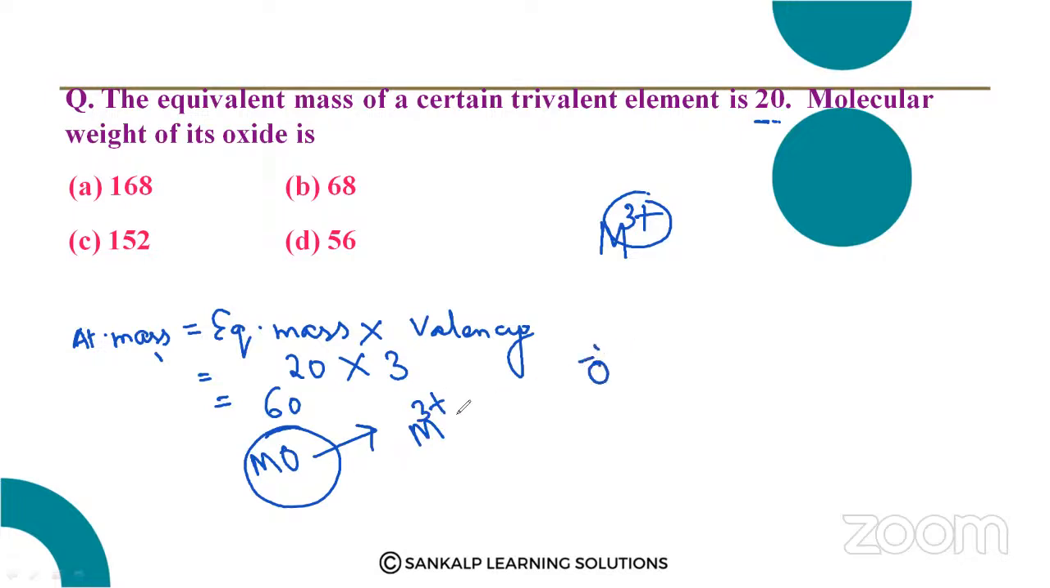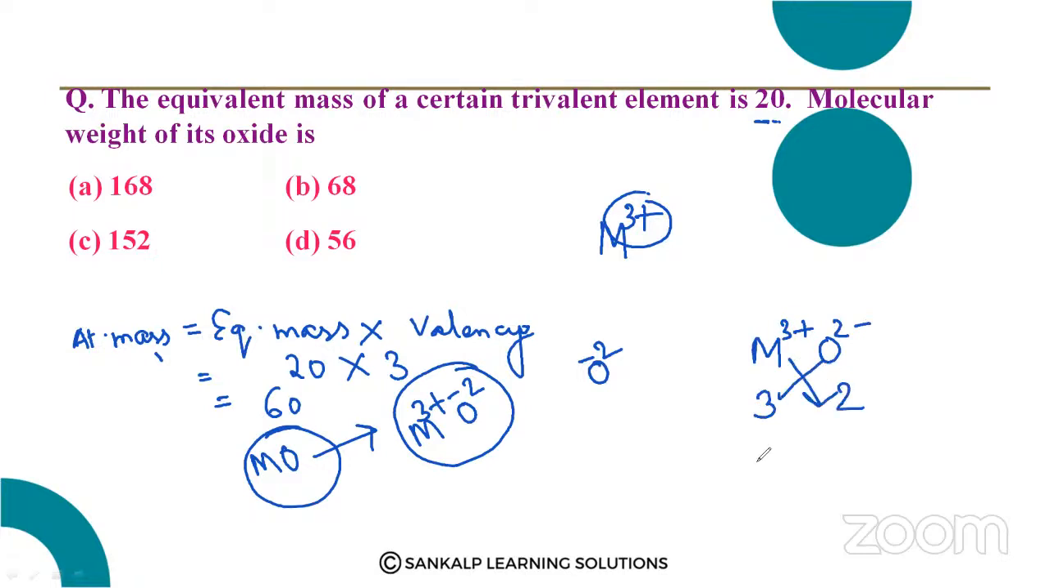Oxygen will be -2, right? Whenever you have unequal charges, you have to crisscross. You know this: M3+ and O2-. So write the charges below, and this becomes M2O3. So what is the formula of this metal oxide? It is M2O3.